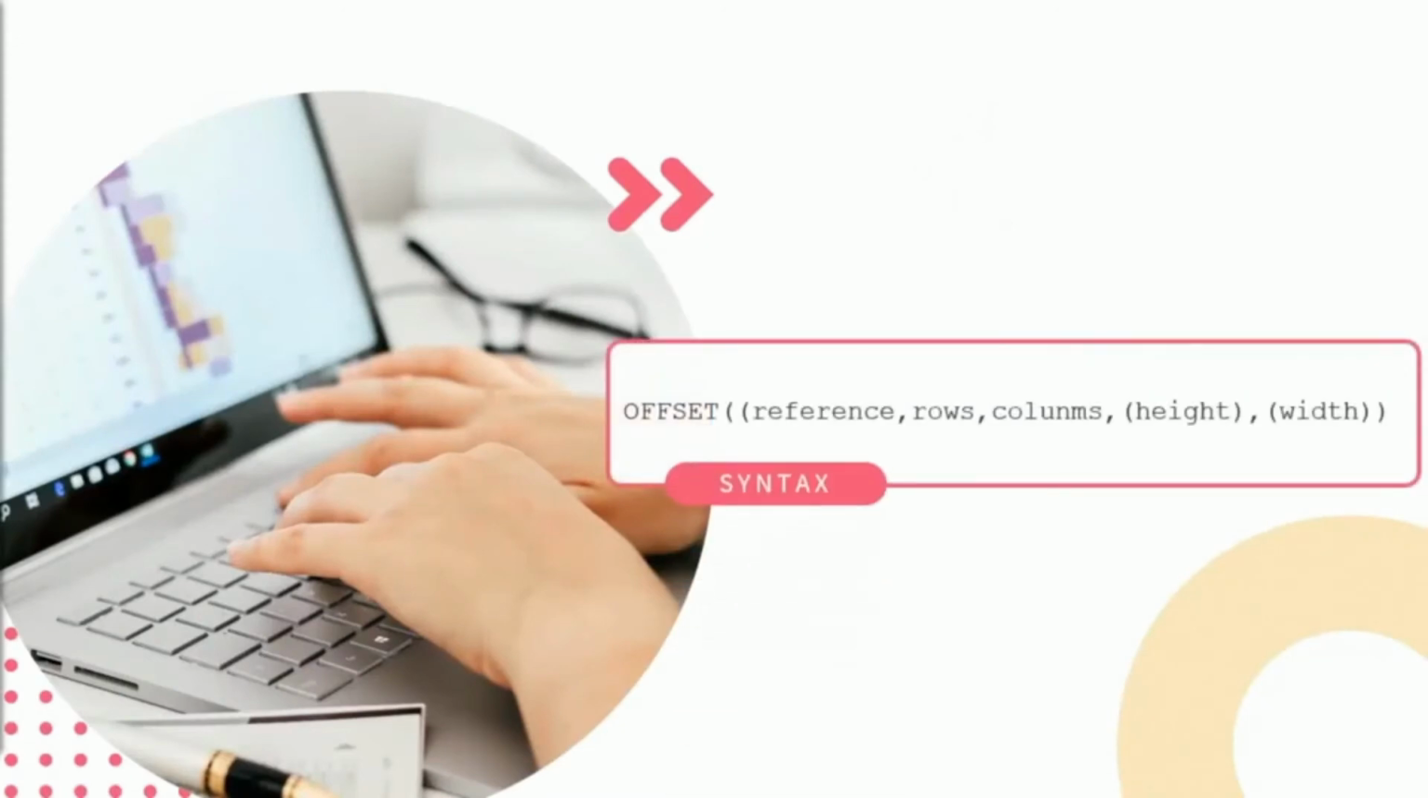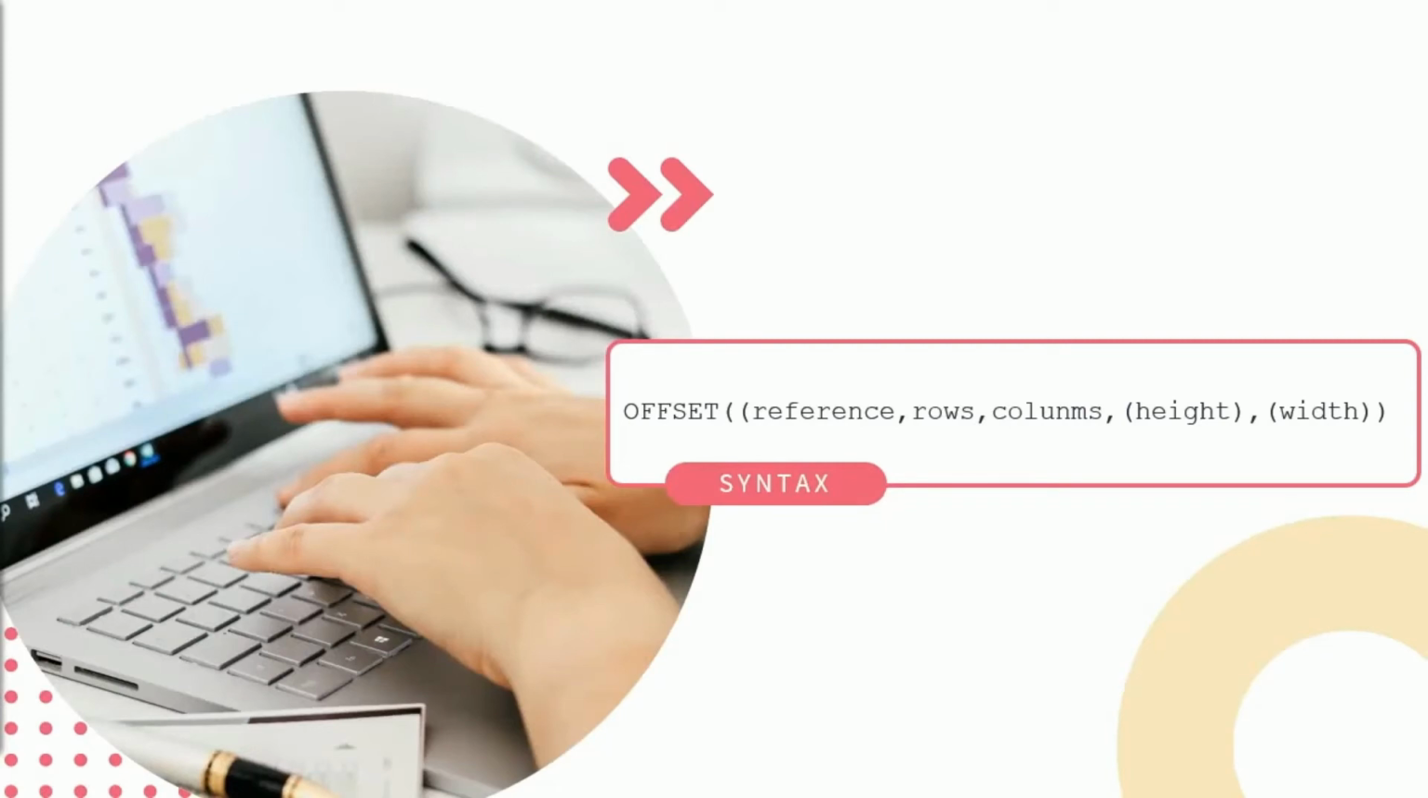But let's have a look at the syntax. So here you can see the offset function is a reference, rows, columns, height and width, but height and width are optional. Now the reference is a required field, as it refers to the references which you would like to base your offset from. It needs to have a reference of a cell or a range of adjacent cells. If it does not, then you will get the hashtag value error.